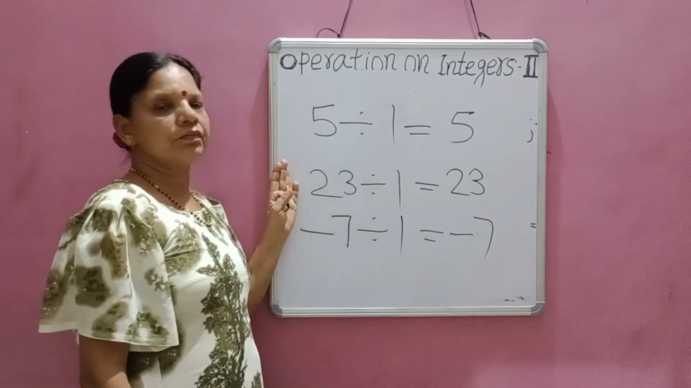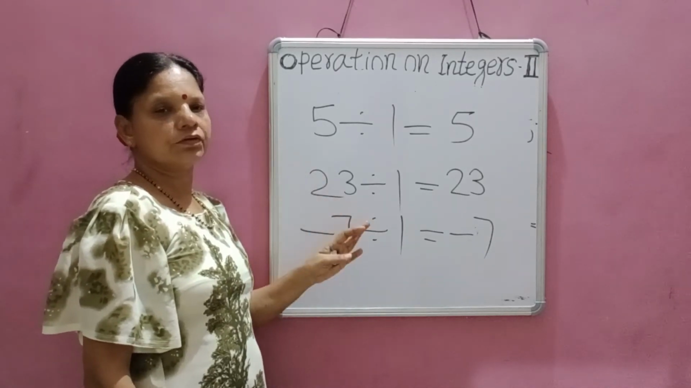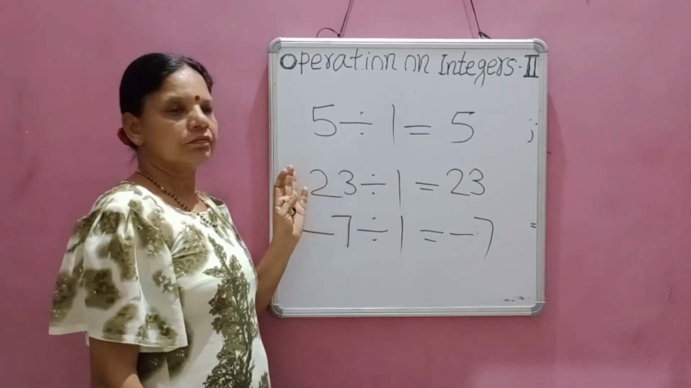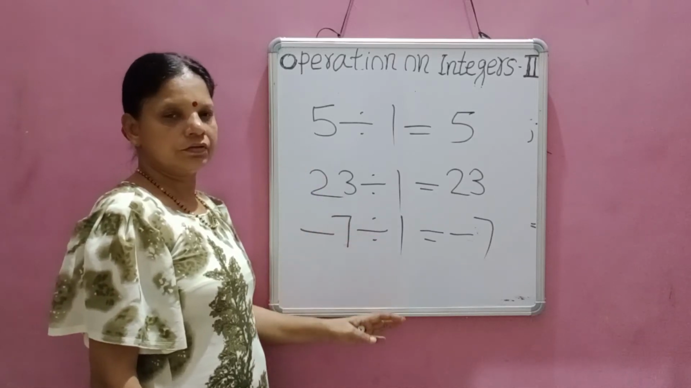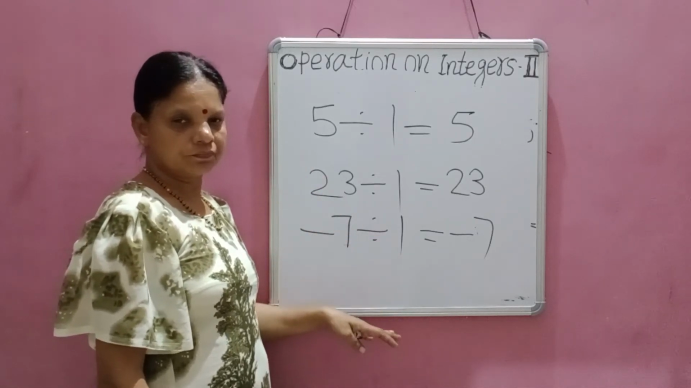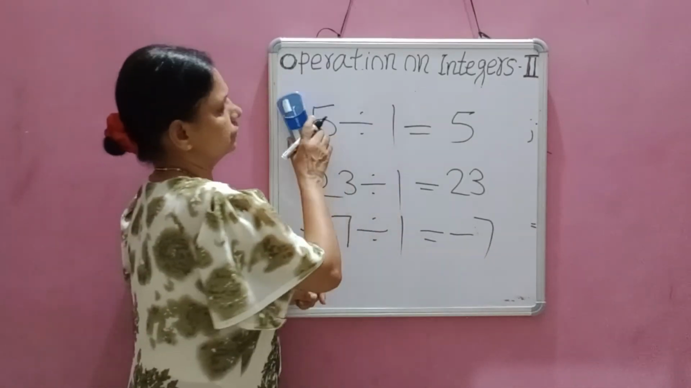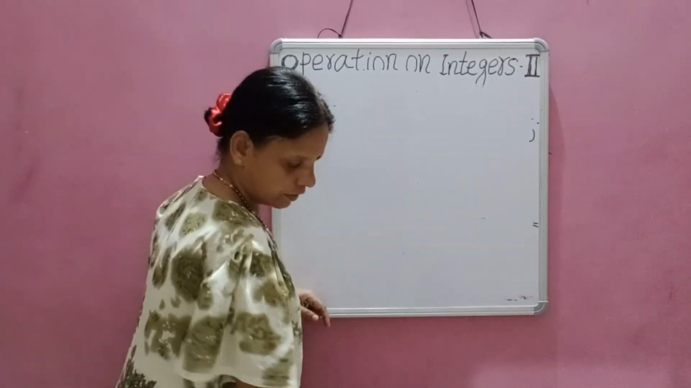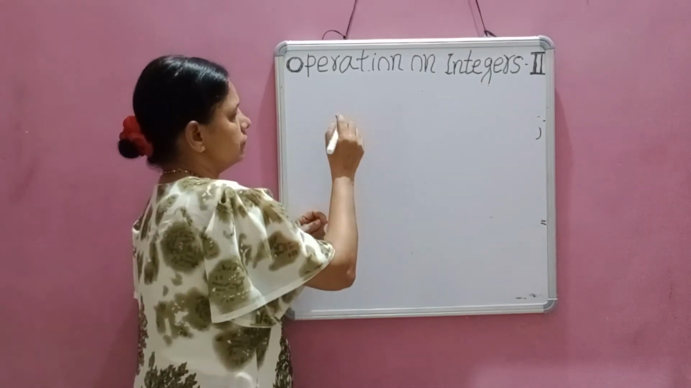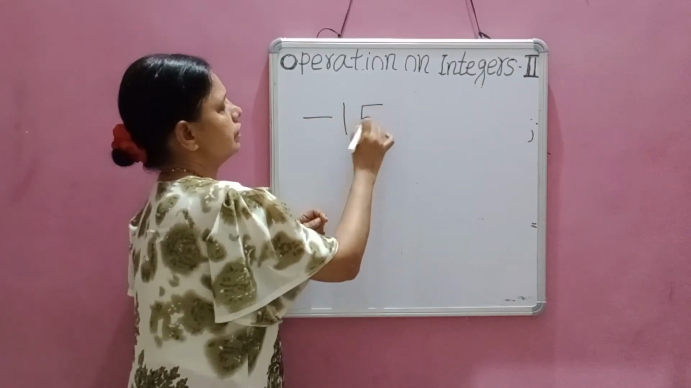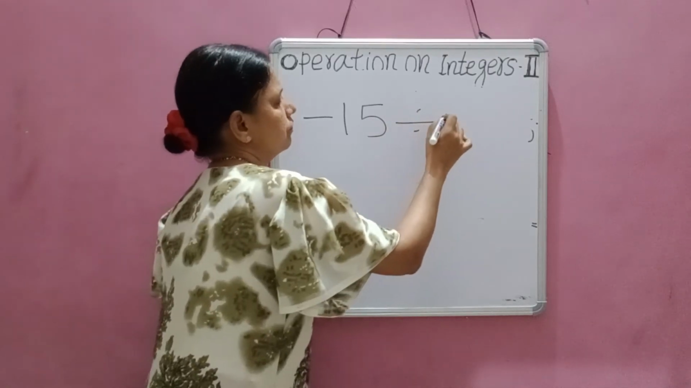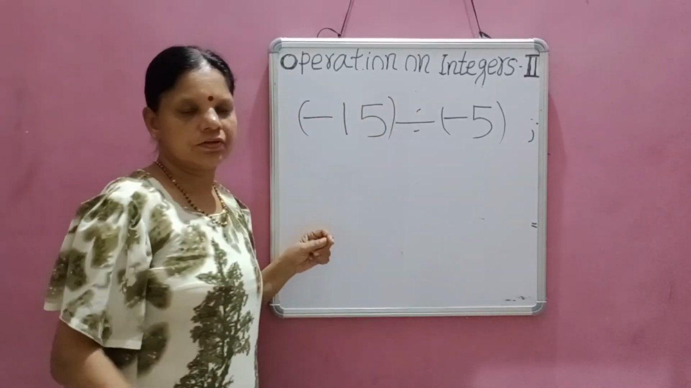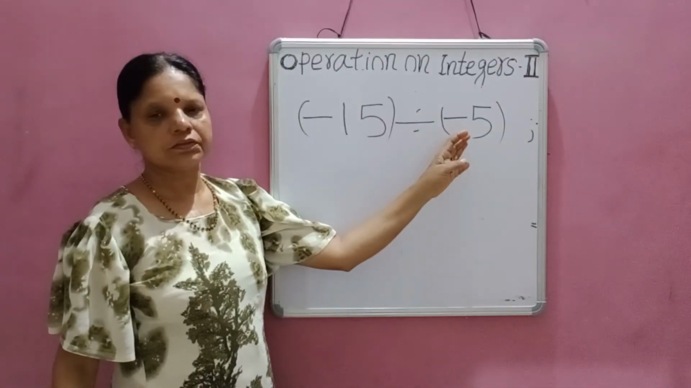Similarly, 1 as the first number is not possible in the division of integers. Clear? You cannot divide 1 by any integer to get an integer. That is not possible. Now we will come to the rule of signs in division. We'll take an example. Minus 15 divided by minus 5.